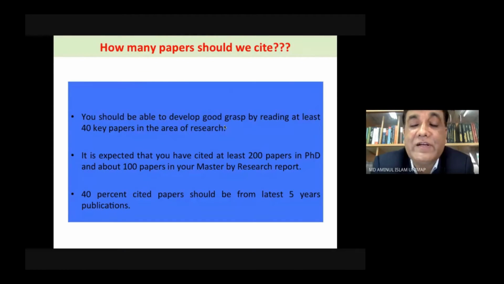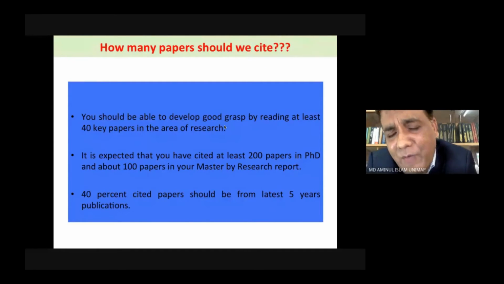Many examiners are very particular on it. They will count what percentage of a paper are latest papers, and you will get into trouble. You might be given a major correction just because your literature review is not latest, meaning that you don't have 40% latest papers covered in your research, okay?